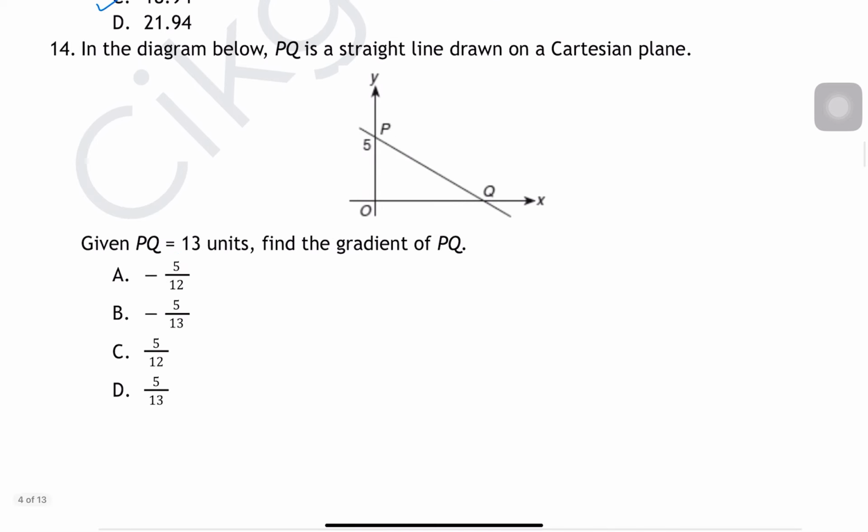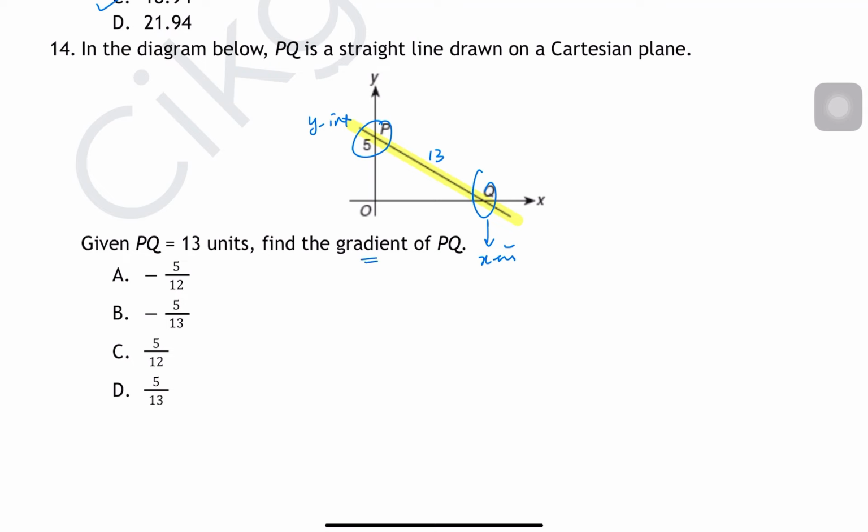Moving on to question 14. In the diagram below, PQ is a straight line drawn on a Cartesian plane. Given PQ is 13 units, you need to find the gradient of PQ. You are looking for this line's gradient. From here, you can see this is your y-intercept and this is your x-intercept.